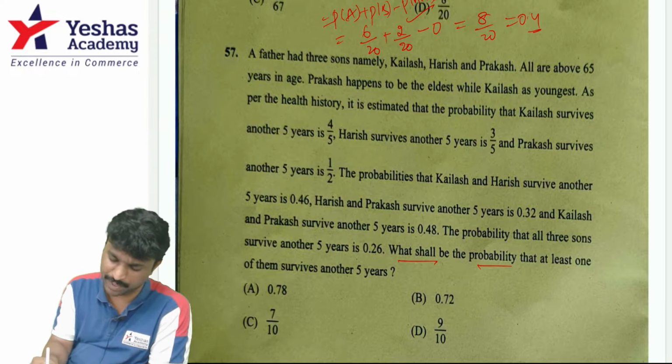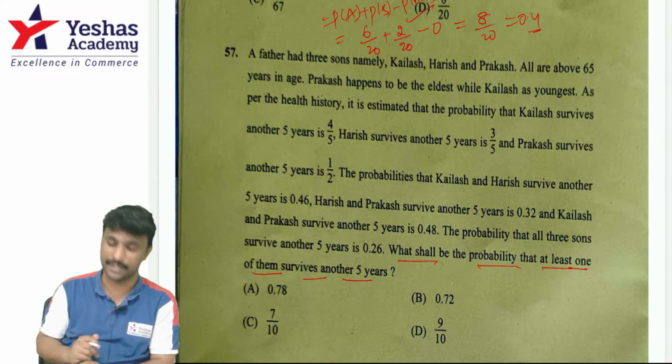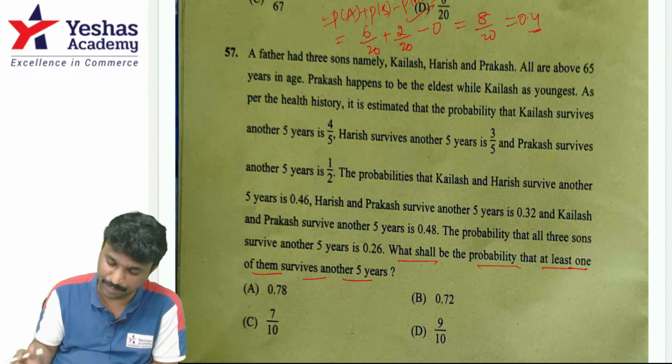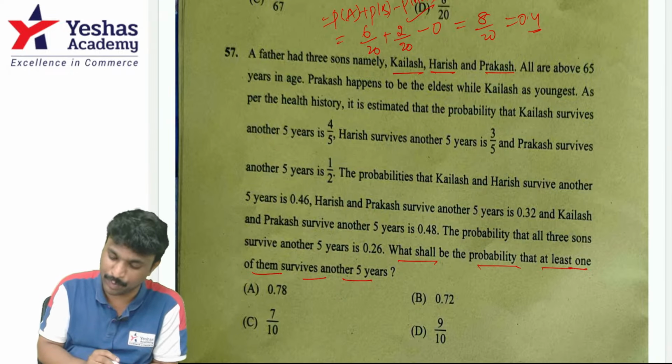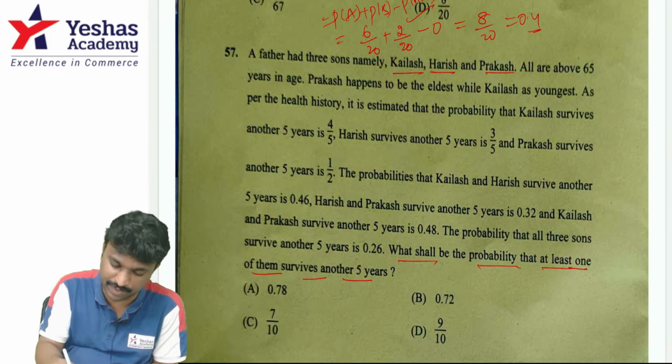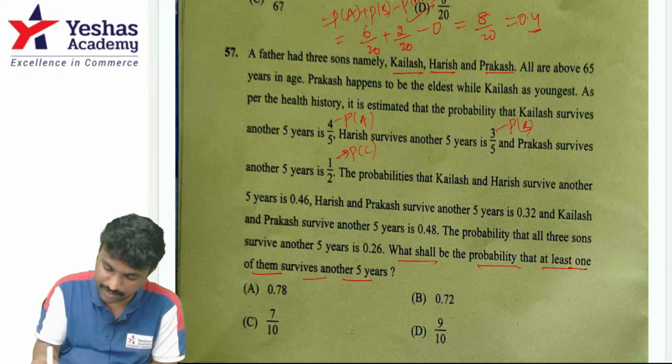Whenever the question is lengthy, take the last part of the question. What shall be the probability of at least one of them surviving another 5 years? So how many people are there? There are 3 people: Kailash, Harish and Prakash. Their survival probabilities for the next 5 years are given. This is P of A. This is P of B. This is P of C. What will be these probabilities?